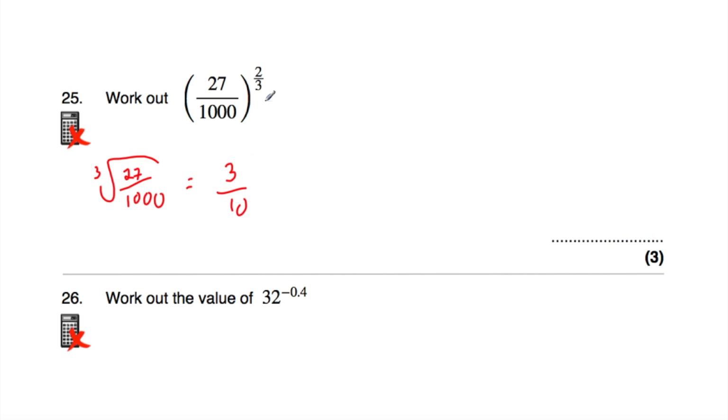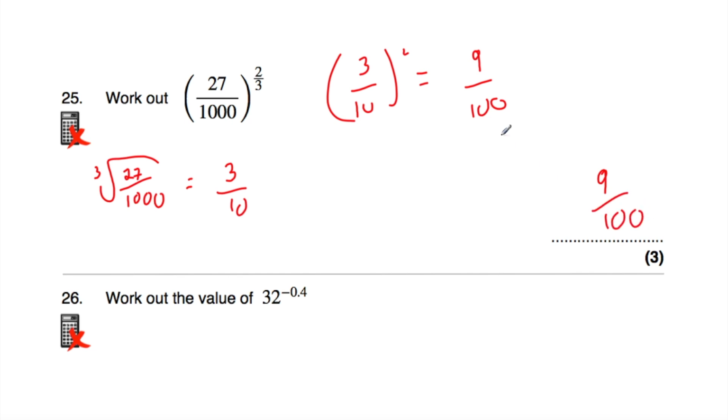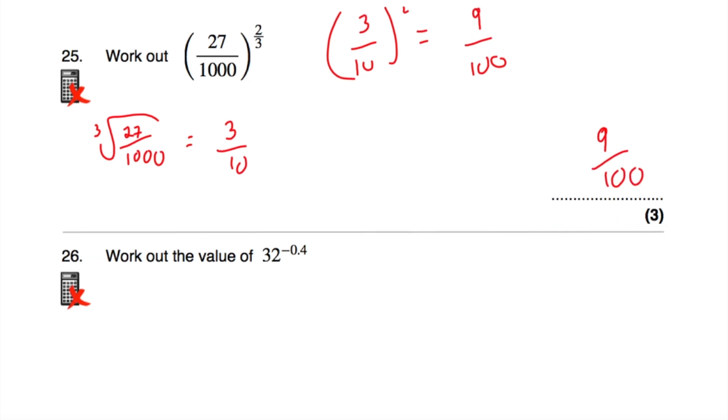So we've cube rooted it, now we need to square it. So we're going to do 3/10 squared. And when we square 3/10, well, we just square the numerator and square the denominator. So 3 squared is 9, and 10 squared is 100. So the answer would be 9/100. And that's it. Okay, let's look at our next question, question number 26.